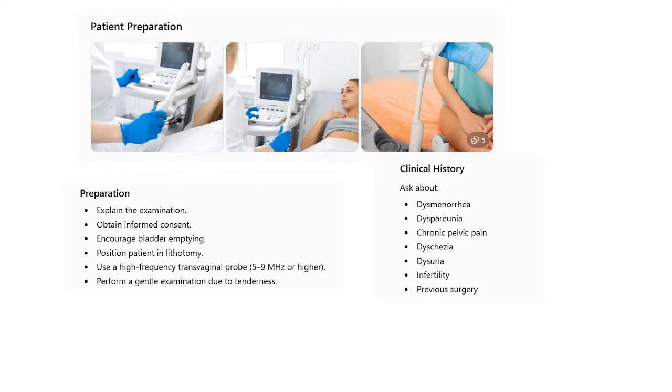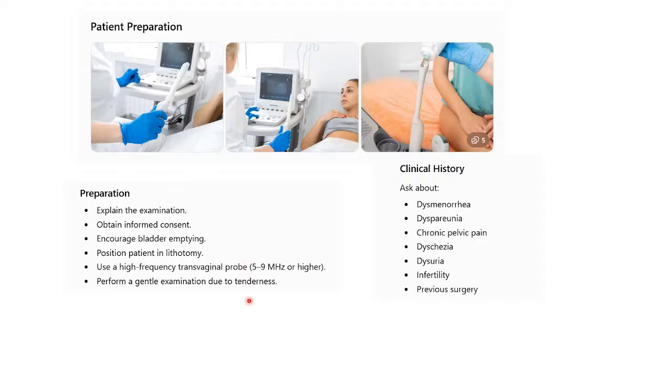So now let's talk about the patient preparation in endometriosis mapping. For the preparation, explain the examination to the patient. That's the fundamental and the first thing that you're supposed to do. Don't do things clandestinely when the patients are not aware of what is being done to them. So obtain informed consent from the patient, encourage bladder emptying, then position the patient in the lithotomy position. That's the transvaginal approach that we're talking about.